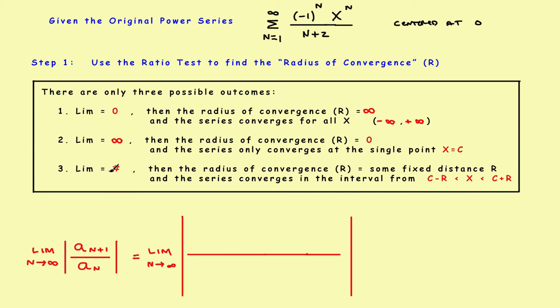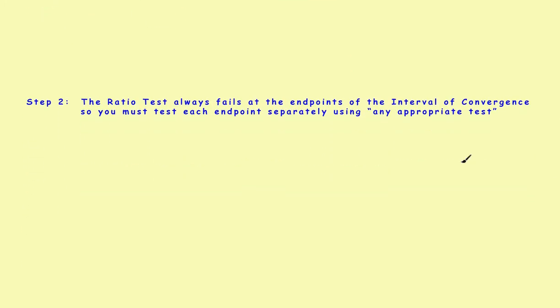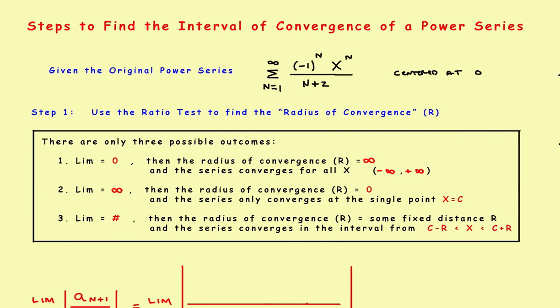Then in the third video, we found the limit was equal to some fixed number, which means that there was a definite interval of convergence. We had some fixed distance r and found the interval in which it converged. And then finally, remember, in this last case, if it turns out to be a fixed interval, you have to include a final step, and it says, if you have a fixed interval, the ratio test always fails at the endpoints of the interval, so you have to test each endpoint separately using what I would call any appropriate test. So just keep those in mind as we go through this.